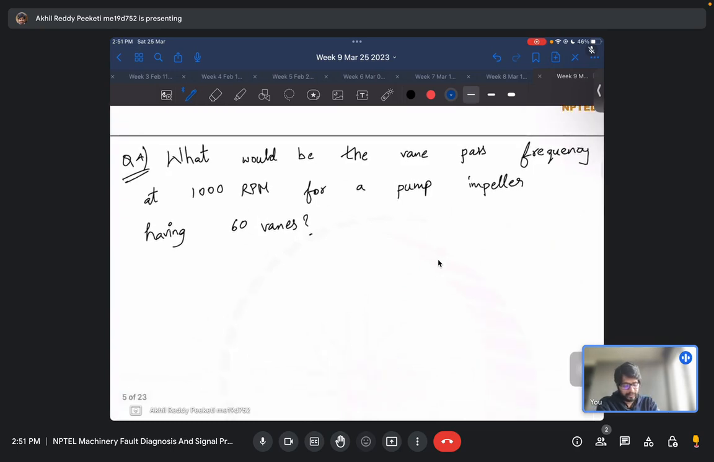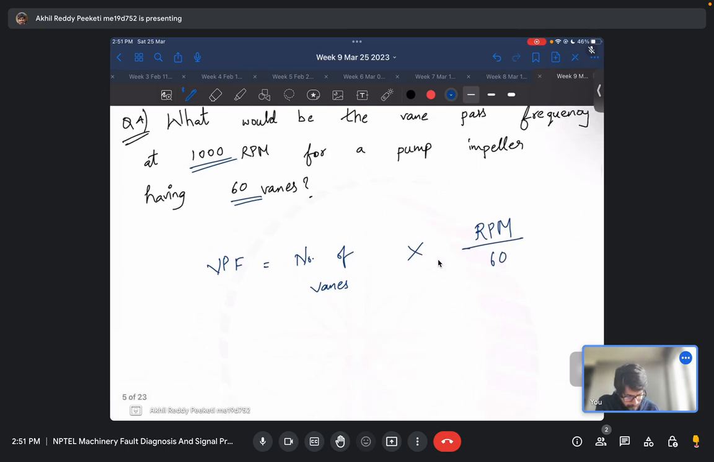The next question is again vane pass frequency. Now the RPM is given as 1000, but it has 60 vanes. As we discussed earlier, vane pass frequency is number of vanes into RPM of the rotor by 60. So 60 into 1000 by 60, 1000 hertz.